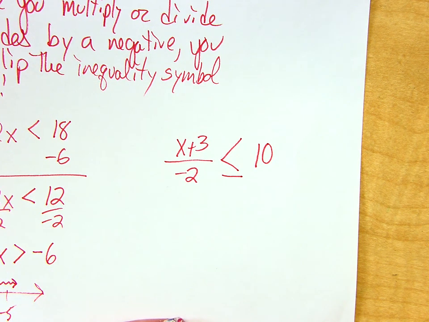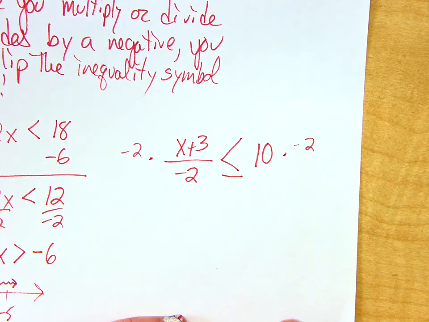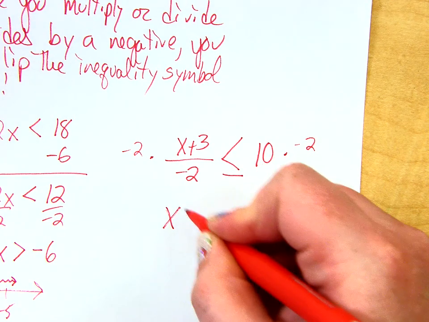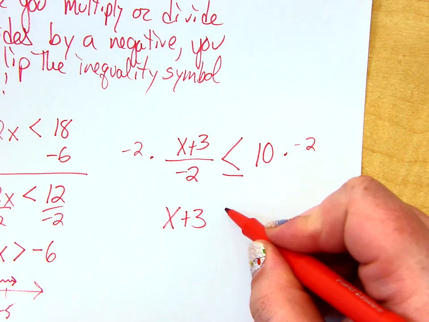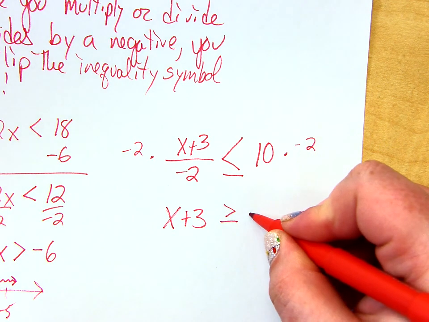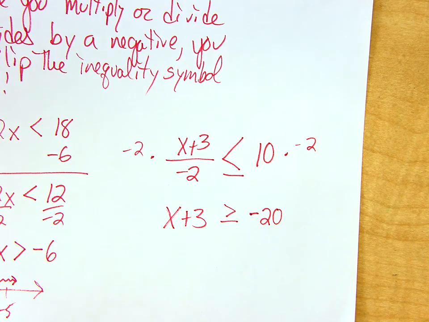Remember your ultimate goal is to get x by itself. So what would you normally do first? Multiply by -2. So if you multiply both sides by -2, what's on this left-hand side now? Just x plus 3. And then what do I do with this symbol? Leave it or flip it? Flip it, because you just multiplied both sides by a negative. And then 10 times -2 is -20, right? Because you're multiplying.